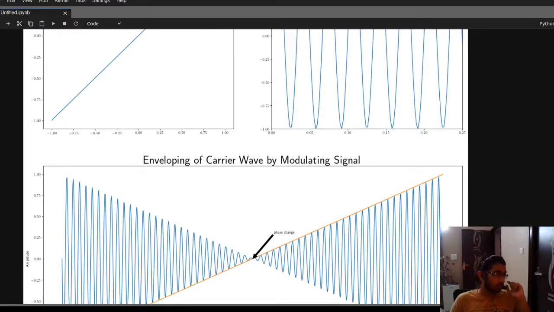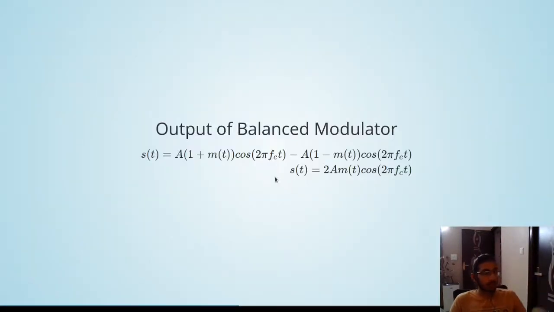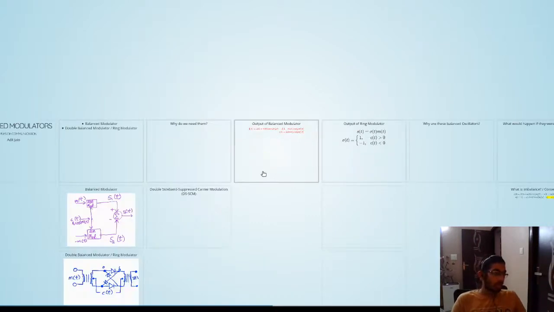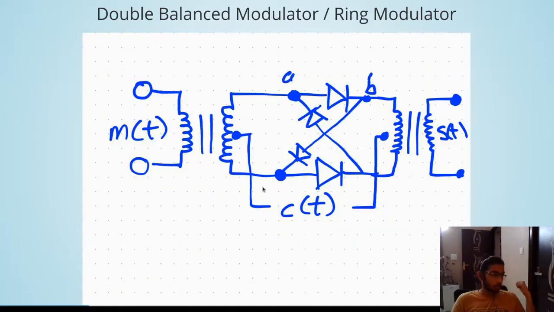Well, m of t is a specific case here, but m of t can be anything. But to get a practical realization of this, how do I practically realize this particular equation? That is where the ring modulator comes into the picture. The ring modulator is nothing but this particular circuit. Let's try to break it down quickly.